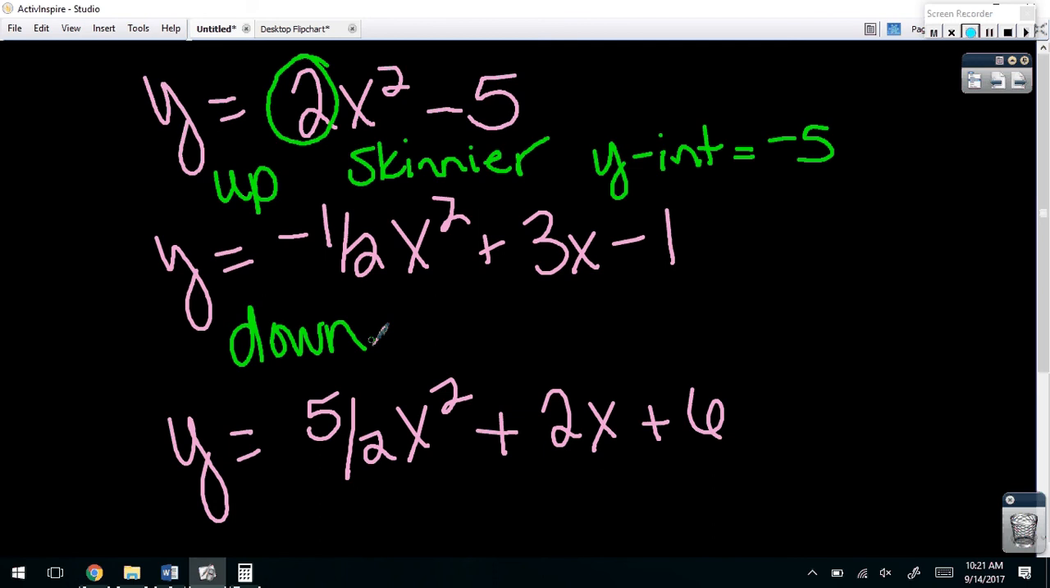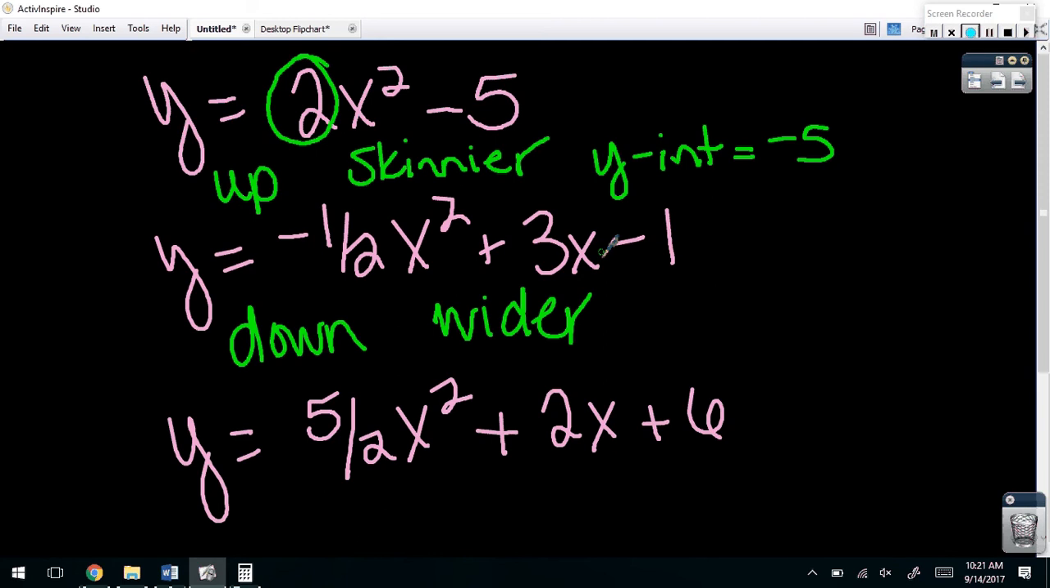Compared to a normal or average quadratic graph, is it skinnier or is it wider? Wider, because it's a fraction. Listen, DeAndre, that's always the opposite of what you think. The smaller A gets, the bigger the graph gets. So A is small. All right.